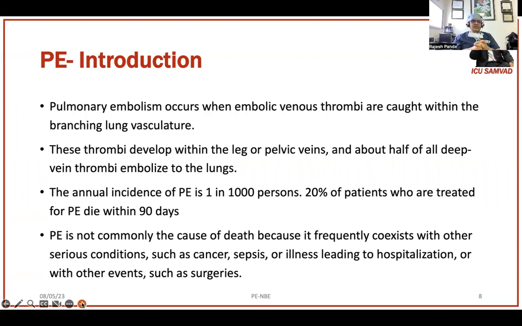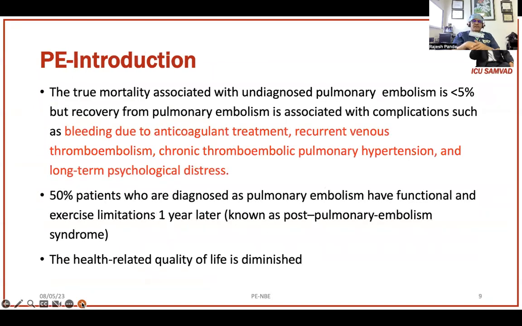Pulmonary embolism per se is not a common cause of death, because there will generally be coexistence of other serious conditions like cancer, sepsis, or illness leading to hospitalization, or the patient may have undergone major surgeries like a spine surgery or long surgeries. True mortality when pulmonary embolism goes undiagnosed is less than 5%.